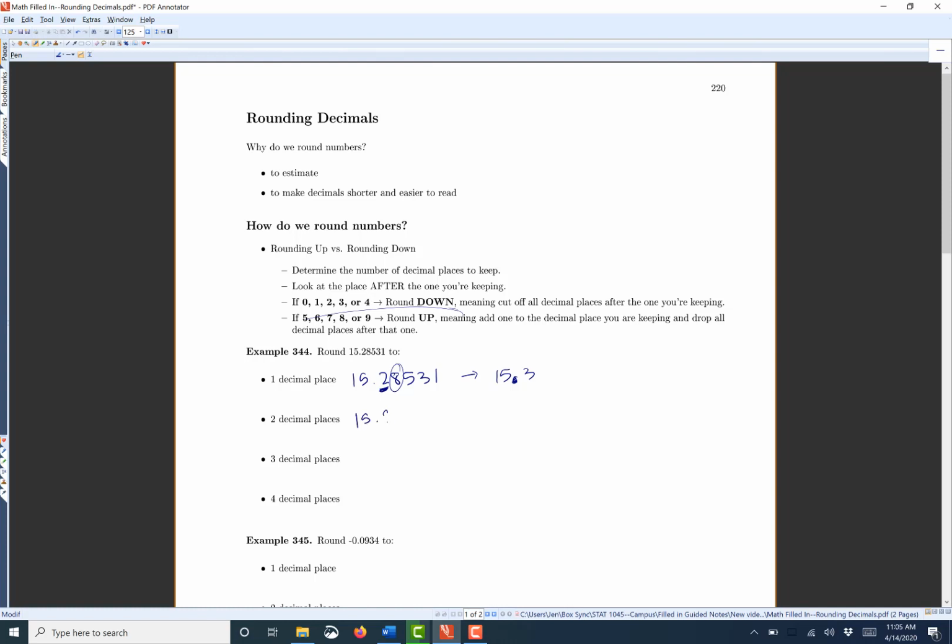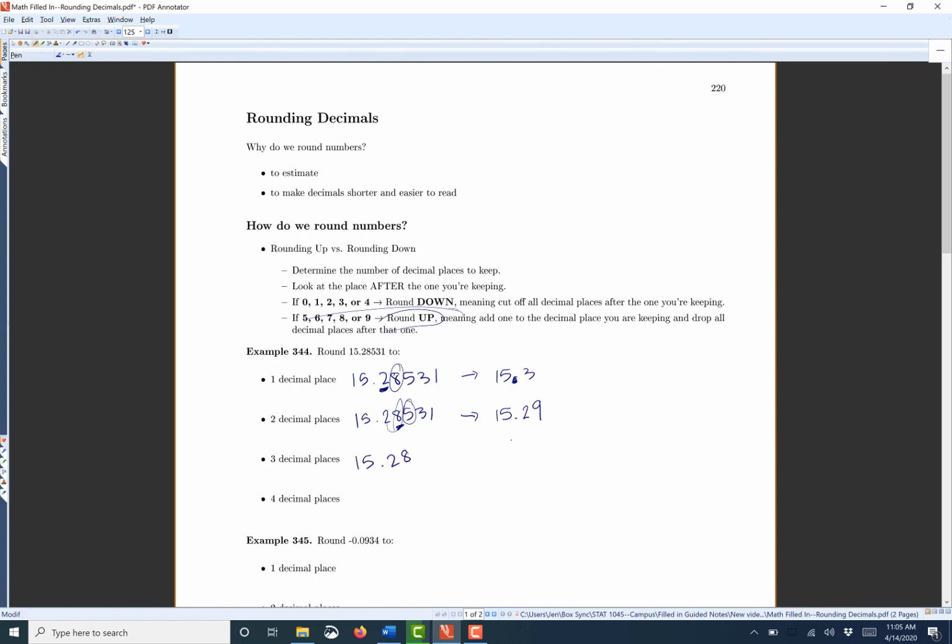My next one, 15.28531. Basically, I have to choose, do I want to write 15.28 or 15.29? So this would be rounding down, this would be rounding up. So we always basically have two choices, and we're just trying to decide, is this closer to this one or to this one? So we want 2 decimal places, so we're keeping this place right here. We'll look at the 5. 5 also falls into the round up category. So this would be 15.29. We rounded up.